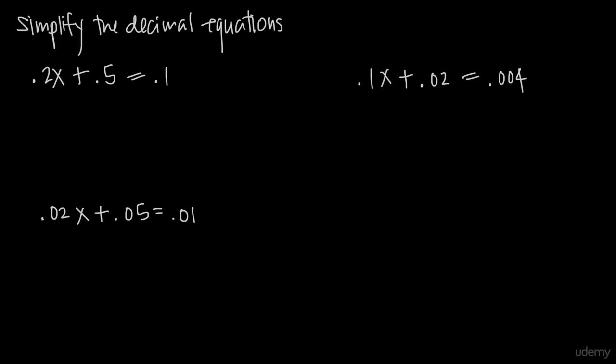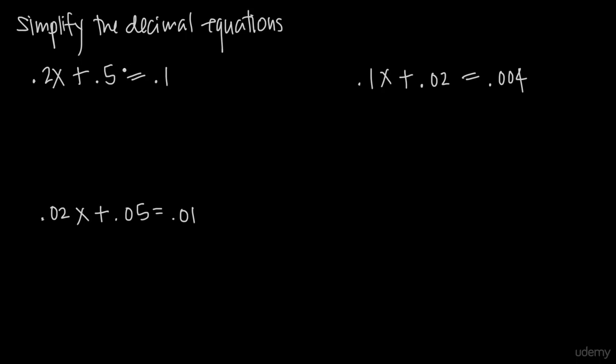In this video, we're talking about simplifying decimal equations, and I've got a couple examples here of equations where we have decimals. So in this first one, we have 0.2x plus 0.5 is equal to 0.1. So we have three decimals, and sometimes you'll have a mix of whole numbers and decimals. Sometimes all of your values here will be decimals. It doesn't matter. The process for simplifying these types of equations is always going to be the same.